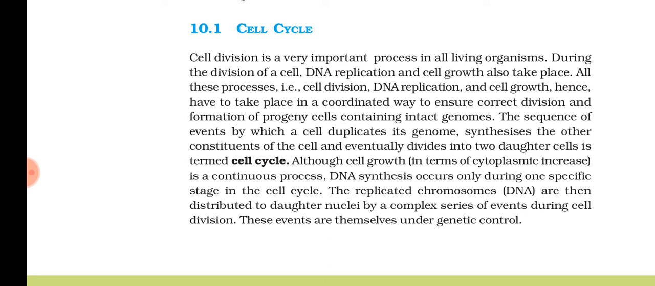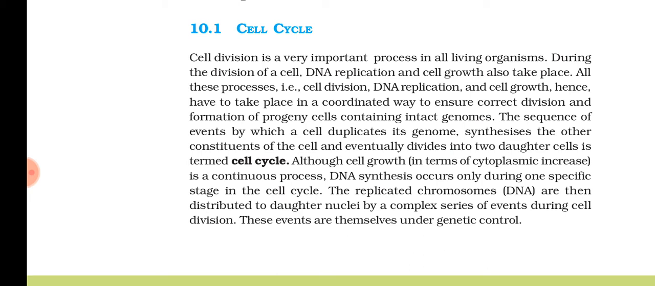But as all these processes should take place in an orderly manner, otherwise what will happen? It will lead to mutation or other problems. So all this should take place in an orderly way, and all these events are called the cell cycle. Then in all these processes, DNA synthesis can take place only once. The replicated chromosomes will be distributed to daughter cells, daughter nuclei, by a series of events that we are going to study, and each of these will be under genetic control. Genes control all these processes.